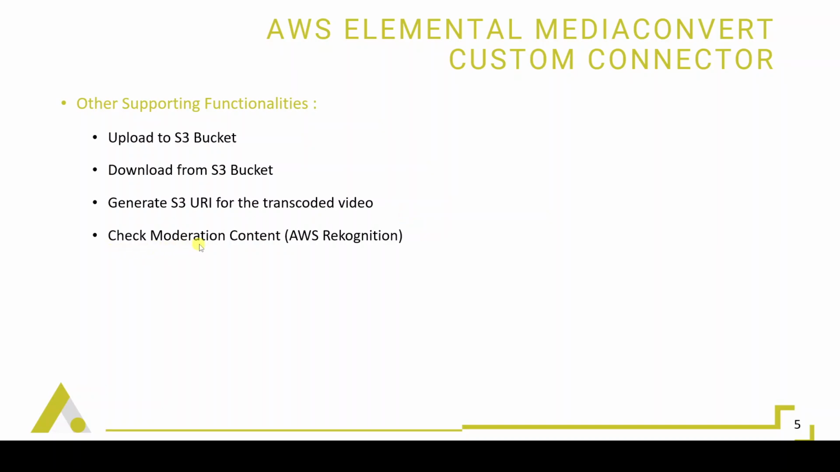And we can even check for moderation content. So whether a particular video is having any illicit content, we can check for it. And for that, we have used another service of AWS called the AWS Rekognition service. So with all the functionalities being explained, let's move and see in the blueprint how it is getting configured.